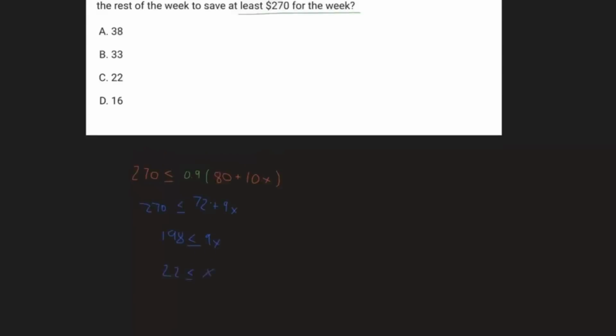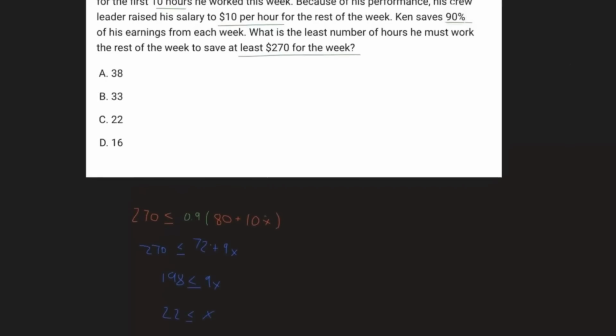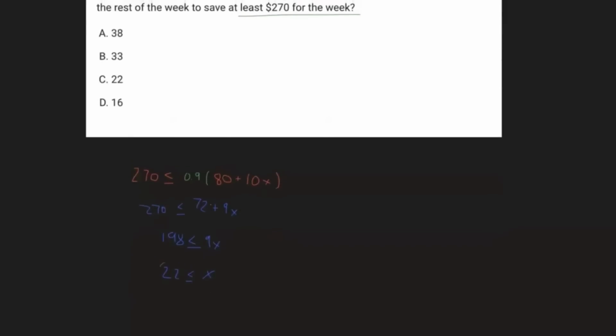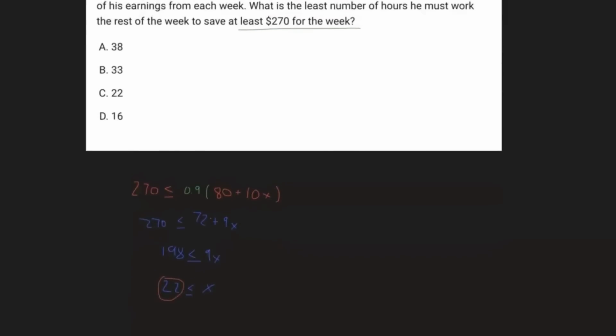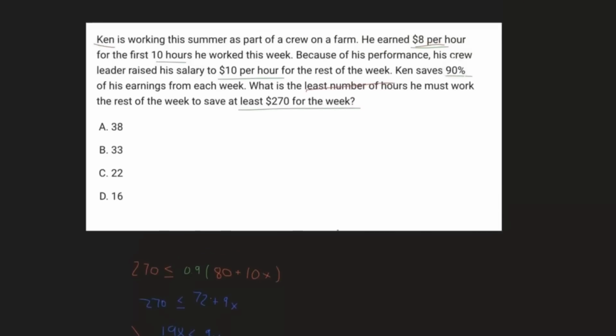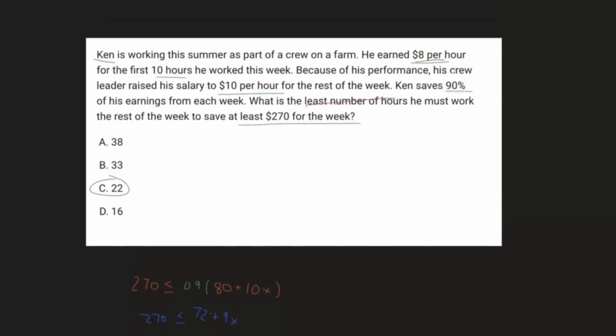So what does this represent? Well, this means that in order to save at least $270, Ken will have to work at least 22 hours. But this also means that if he works greater than 22 hours, he'll save more than $270. But we just want to find the number of hours that it'll take him to save at least $270, working the least number of hours. And the least number of hours in our case is right here, 22 hours, because that's the minimum that he has to work. And therefore, our answer choice is going to be C.